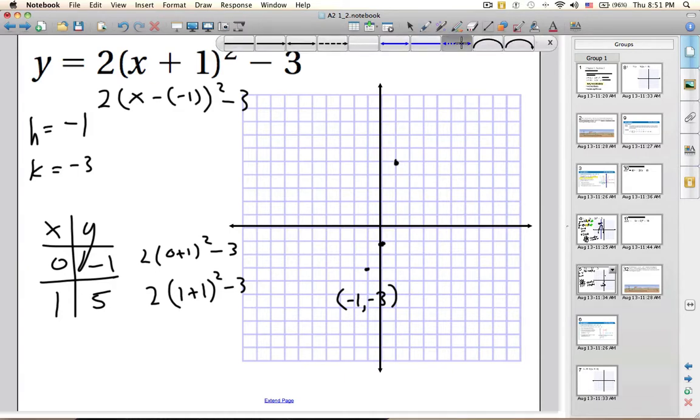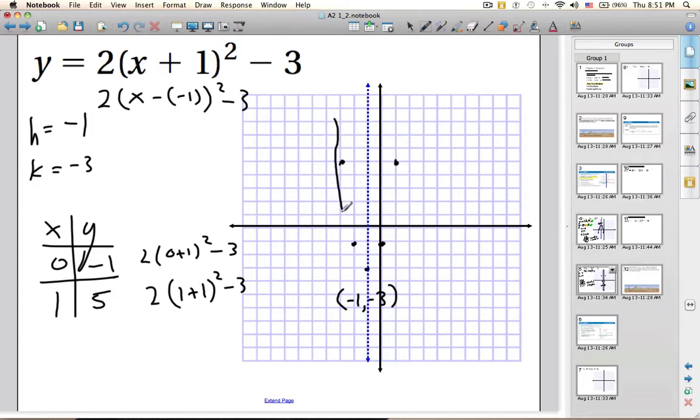I never put in my axis of symmetry, but I'm going to go ahead and do that now. There it is. This point is 1 to the right of the axis of symmetry, so I'll put 1 in, 1 to the left. This point is 2 to the right, I'll put 1 in, 2 to the left. And then these are the points necessary to do my parabola.